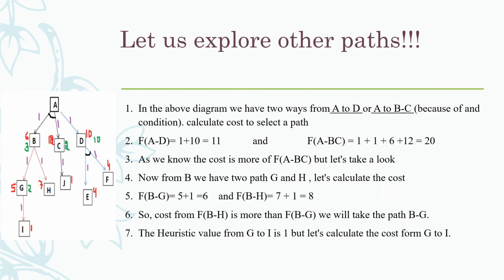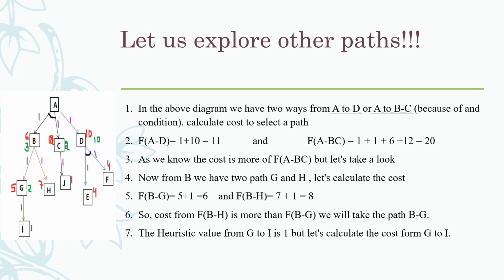So this is the procedure. In the above diagram we have two ways, from A to D and A to BC, because of the AND condition, and we calculate the cost of the selected path. So F of AD equal to 11 and ABC 20. As we know, the cost is more for ABC. Now from B we have two paths, G and H. Let's calculate the cost. F of BG equal to 6 and F of BH equal to 8. So the cost of BH is more than BG. We will take the path BG.